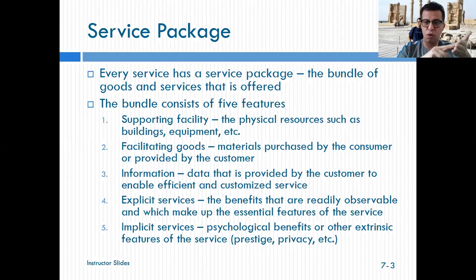So they can see the order and then they can provide the requirement. And then the explicit services, which is the benefit that is readily observable, which makes the essential feature of the service. So when you go to a mobile store, or you want to pay your bill, there are two parts of the services that you see. Services that you can see, like taking your mobile, trying to fix it. And then they ship it back there, which you cannot see.